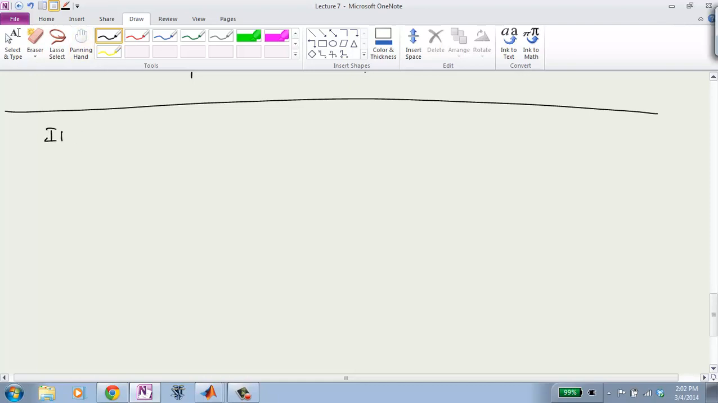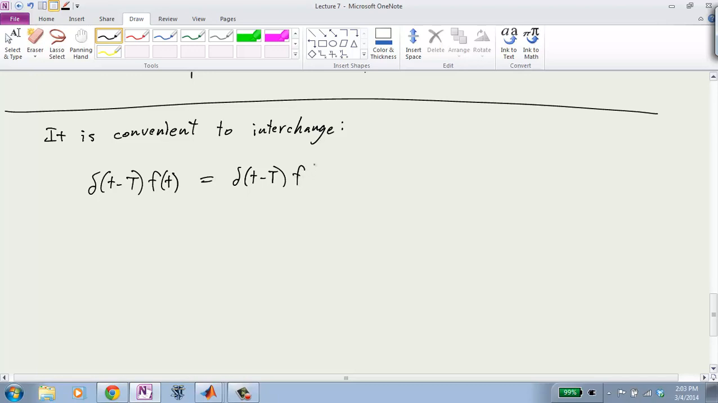Okay, so it's convenient to do the following interchange. If you have something like delta of t minus cap T times some other function of t, then we can say that equals delta of t minus cap T times the same function where we change the argument to cap T. So we can swap that argument. Now, why should we say that these two things are equal? Is there any way we could verify that these two things are equal?